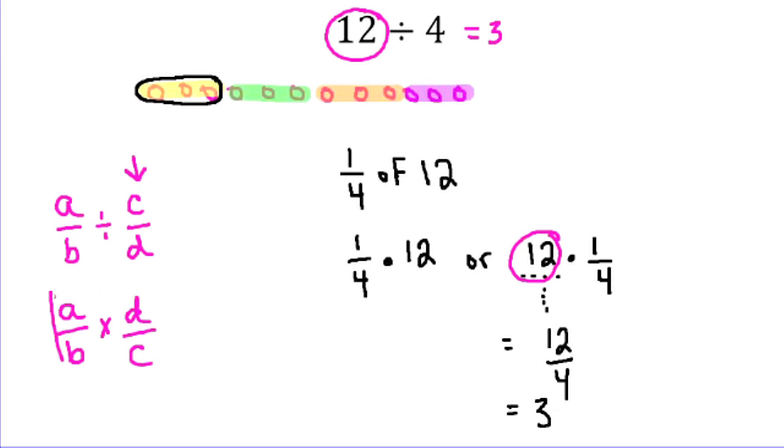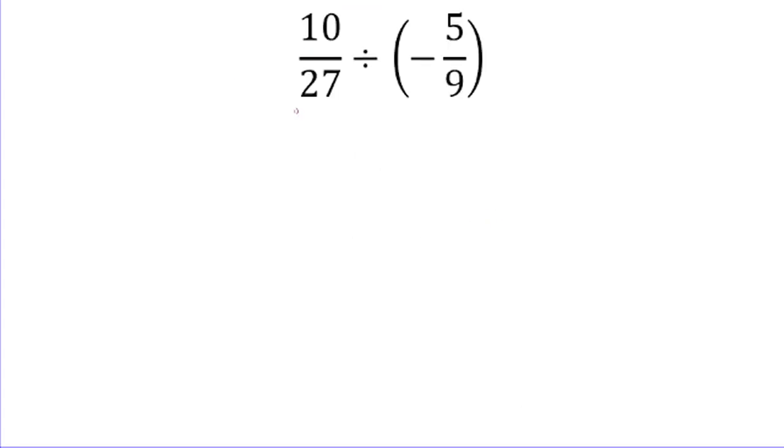This is our rule, and I just wanted to show you this little piece to see how that ties together. That 12 divided by 4 is the same as asking what is 1/4 of 12, which then becomes 12 times 1/4. So let's look at a couple of examples here. This example, I put here because I want you to see that multiplying by the reciprocal is not the only way you can do this, but we'll start with that technique.